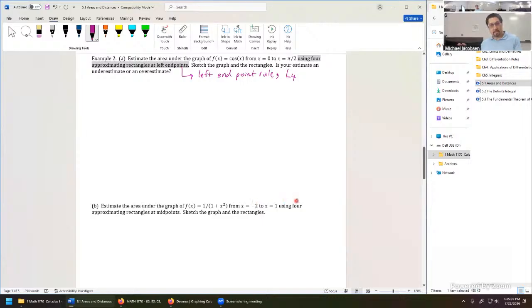4 rectangles again. We're keeping the numbers small so that we don't feel like there's too much tedium in this problem. But this time it's saying 4 approximating rectangles at midpoints. Sketch the graph and the rectangles just like in part A. The way we shorthand this is called the midpoint rule.